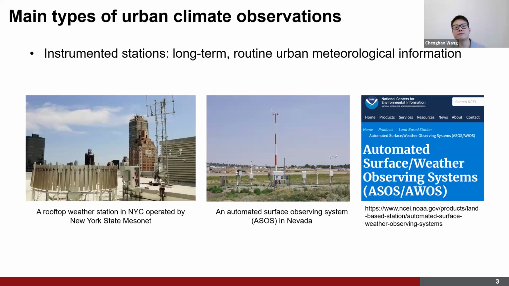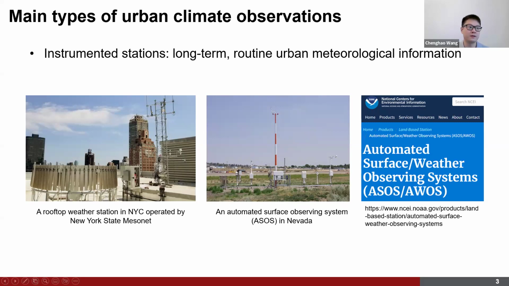So urban climate observations, first of all, can be broadly classified into two types. One is the so-called instrumented stations, which can provide us long-term routine urban meteorological information. This kind of instrumented stations are also commonly used for weather and climate monitoring. And here are a few examples I have.